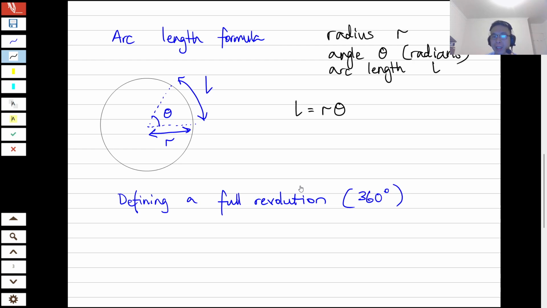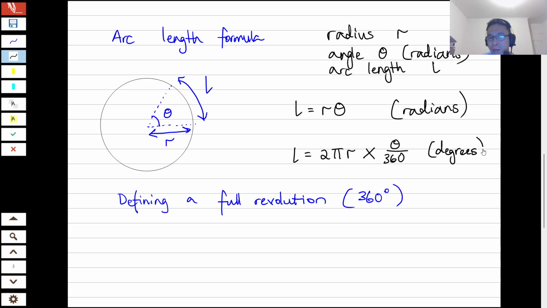If we were working in degrees, our formula would look like this. We would have L equals 2 pi r, which is the perimeter or the circumference of the circle, multiplied by the fraction of the full revolution, which is theta over 360 degrees. And this, of course, assumes that the angle is in degrees.